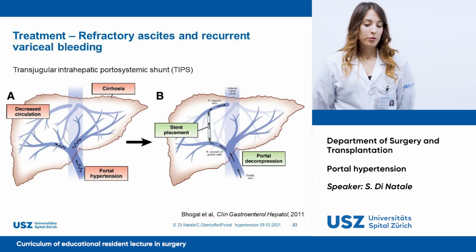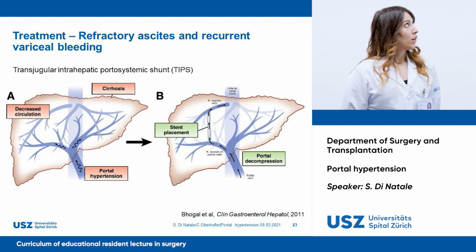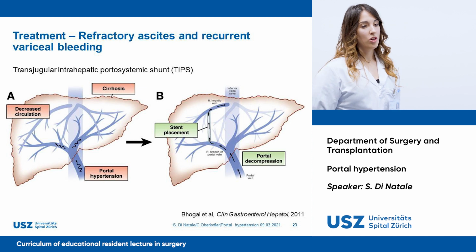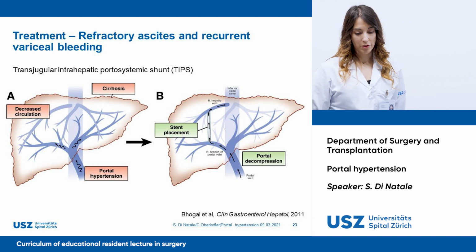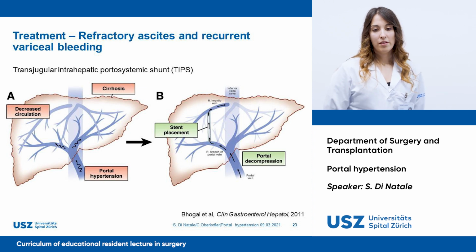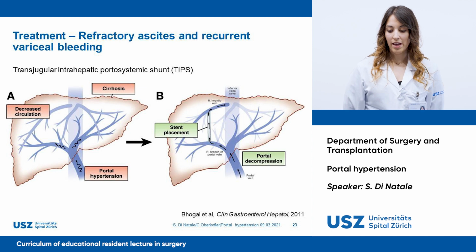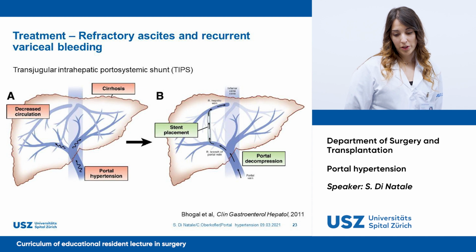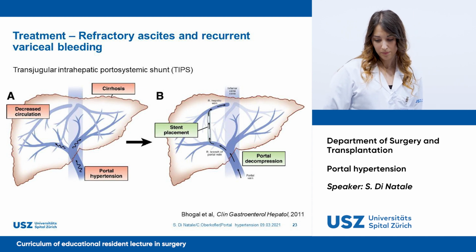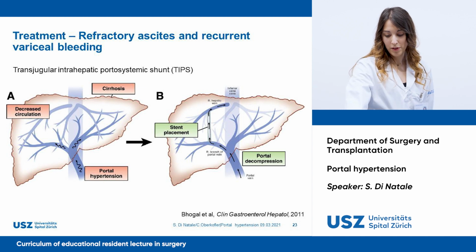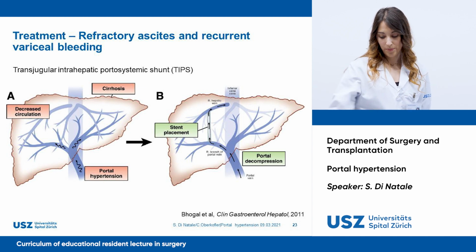Now, in case of refractory ascites or recurrent variceal bleeding, a transjugular intrahepatic portosystemic shunt, short TIPS, should be considered. TIPS is a procedure performed by an interventional radiologist via the internal jugular vein, and it entails the creation of an intrahepatic shunt between the portal and the hepatic vein. Portosystemic shunts are highly effective in reducing the portal pressure.